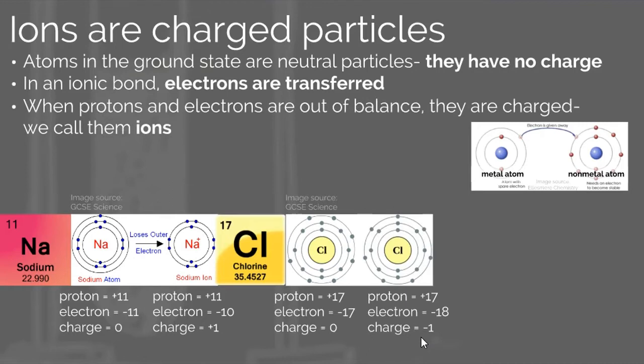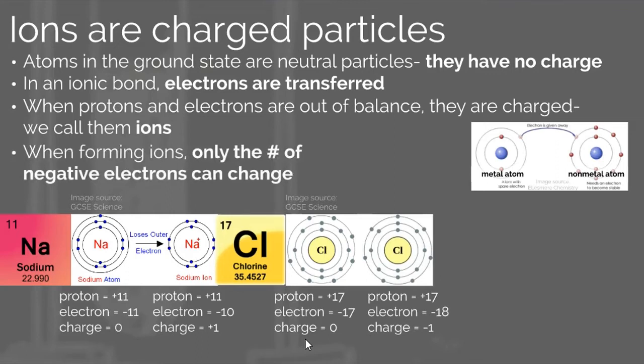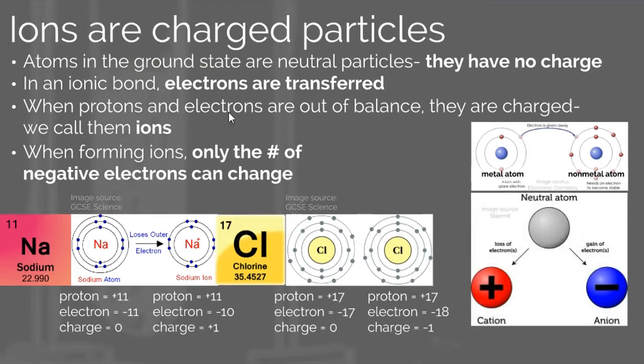And now we give our atoms a different name after this happens. When they are not balanced and they have either gained or lost electrons, we now call them an ion, and that means that they have a charge. Remember that ion is not specific, it could be positive, it could be negative. It's just saying that it has a charge. When we do this, we only count the number of electrons because protons, we can't change that without changing the element.